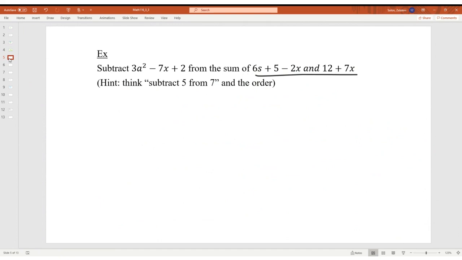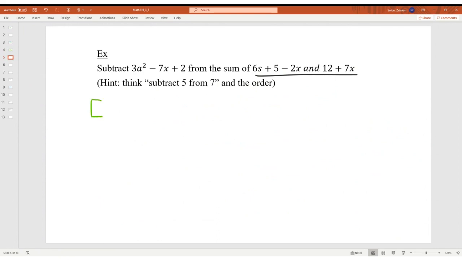example says, subtract 3a squared minus 7x plus 2 from the sum of 6s plus 5 minus 2x and 12 plus 7x. So the first expression, 3a squared minus 7x plus 2, will be subtracted from the sum of 6s plus 5 minus 2x and 12 plus 7x. So this is how I'll write the expression.